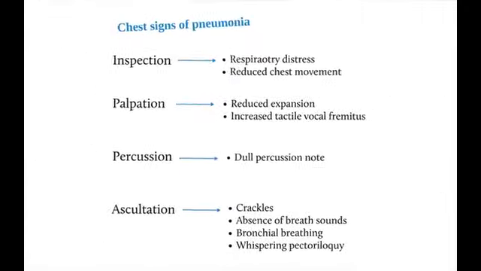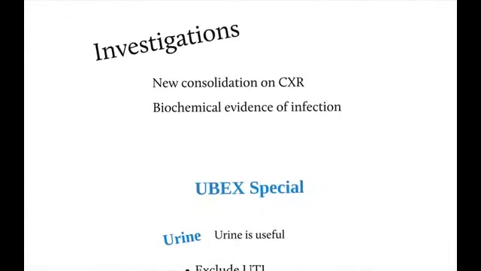Investigations. The two features we want: new consolidation on a chest X-ray. That's why it's important to look back through old X-rays. So when you see an X-ray, if there's an area of consolidation and they had it 3 years ago, it's unlikely to be anything new. But you want to see new consolidation on chest X-ray and biochemical evidence of an infection. So you want a raised CRP, or C-reactive protein.